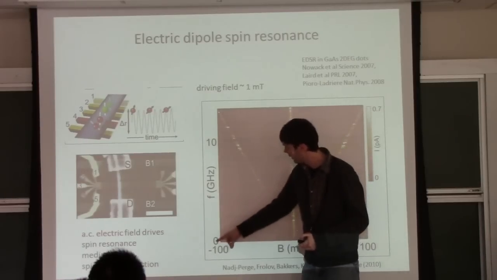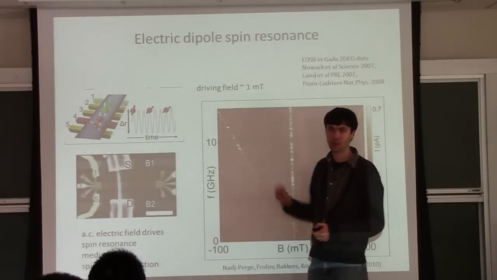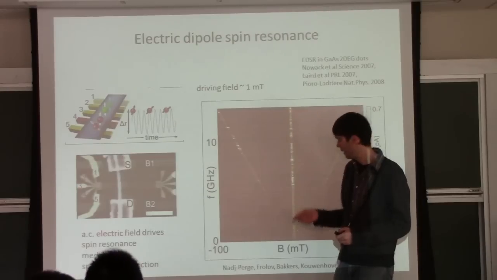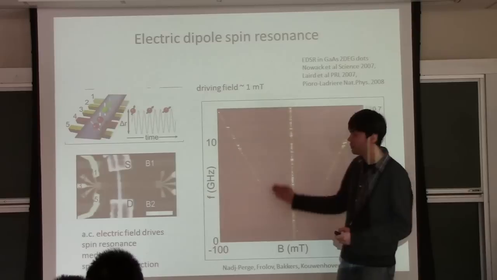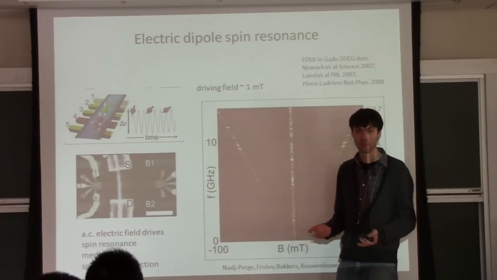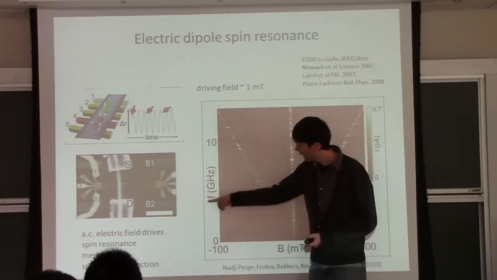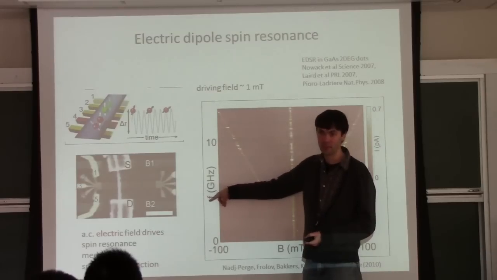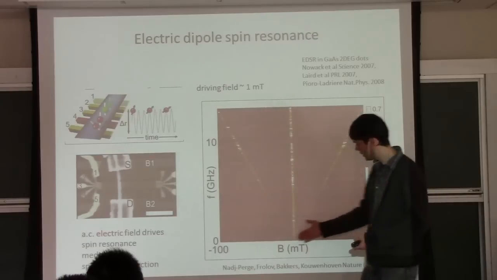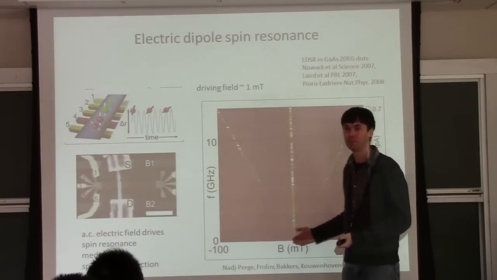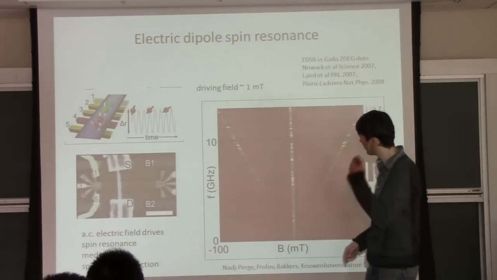So here is a plot of frequency of driving on the gate versus magnetic field. The slope of this line gives you the G factor. This is energy, multiplied by h, sorry. And this is g mu B. This is also energy. So energy versus energy.